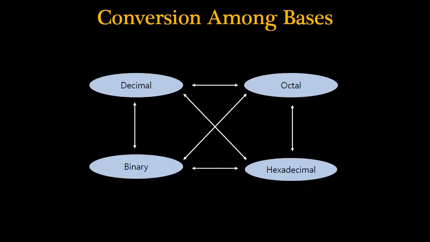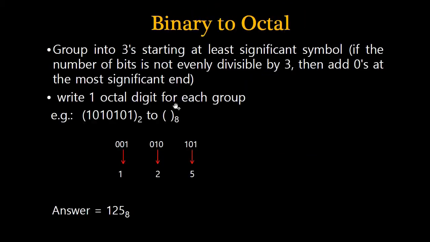Now, conversions among the bases. We can convert a number of one base or radix to another radix, likewise from decimal to octal, decimal to hexadecimal, or decimal to binary and vice versa, and similarly for other number systems also. The very first conversion we take is binary to octal.